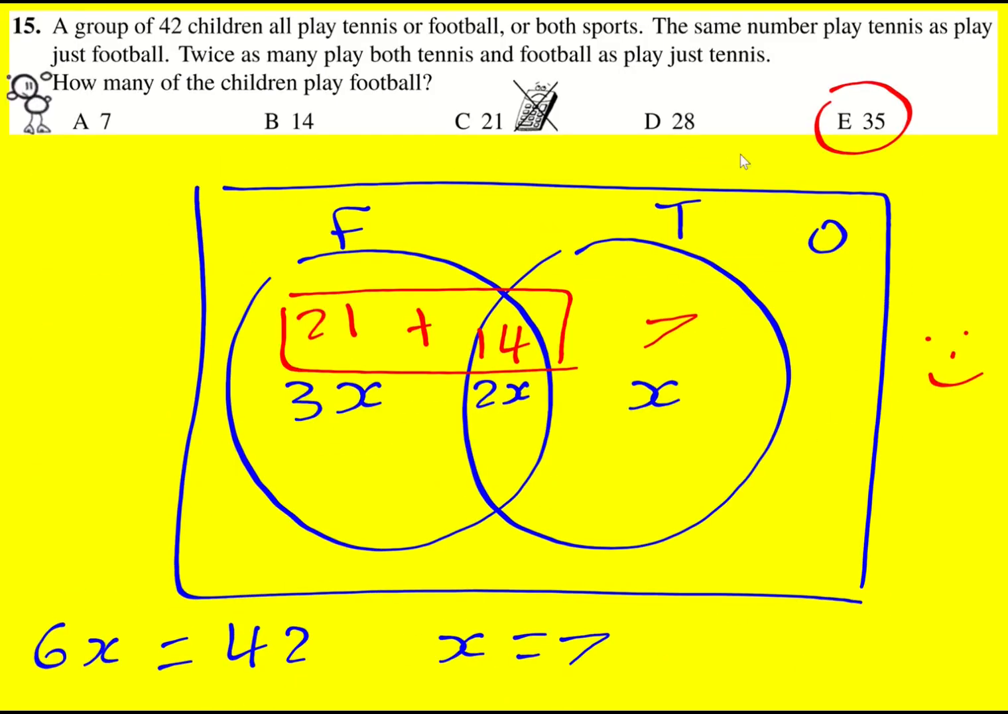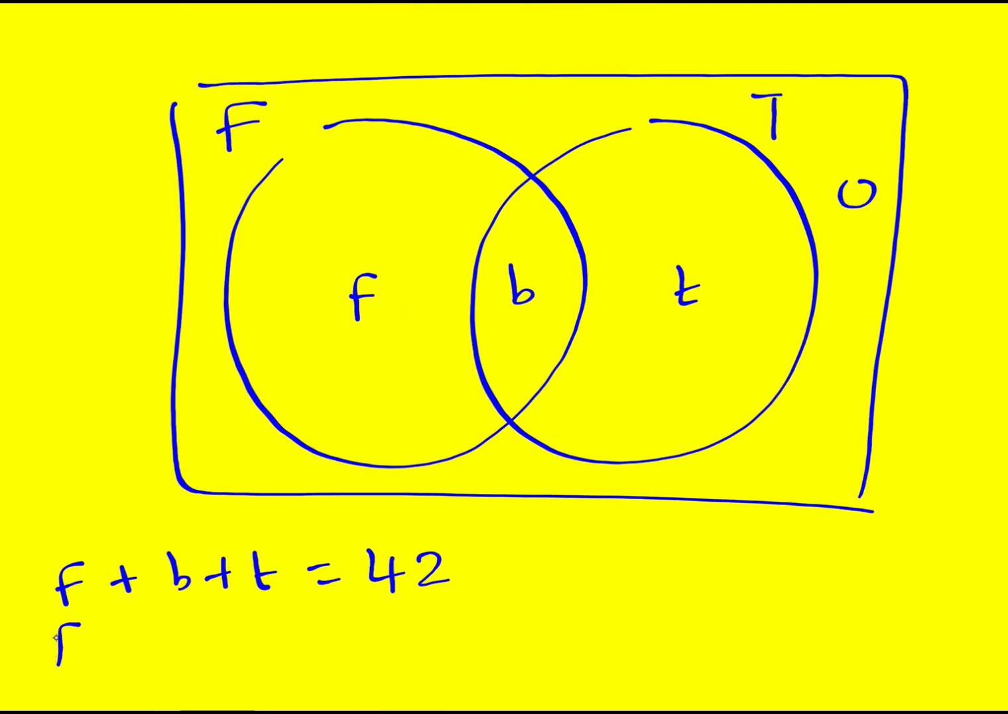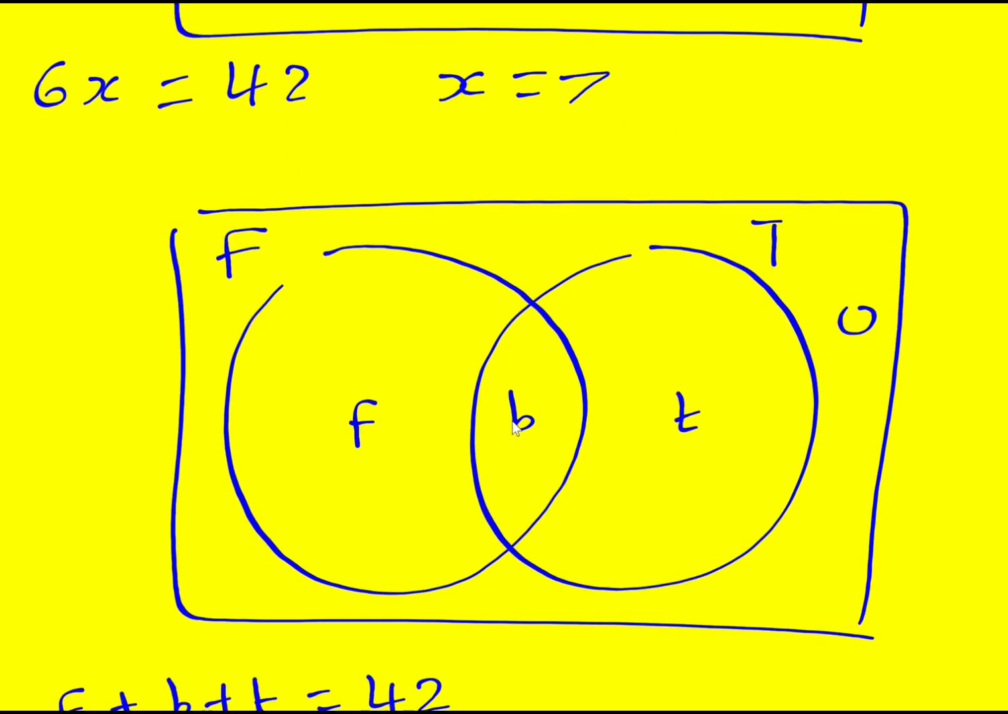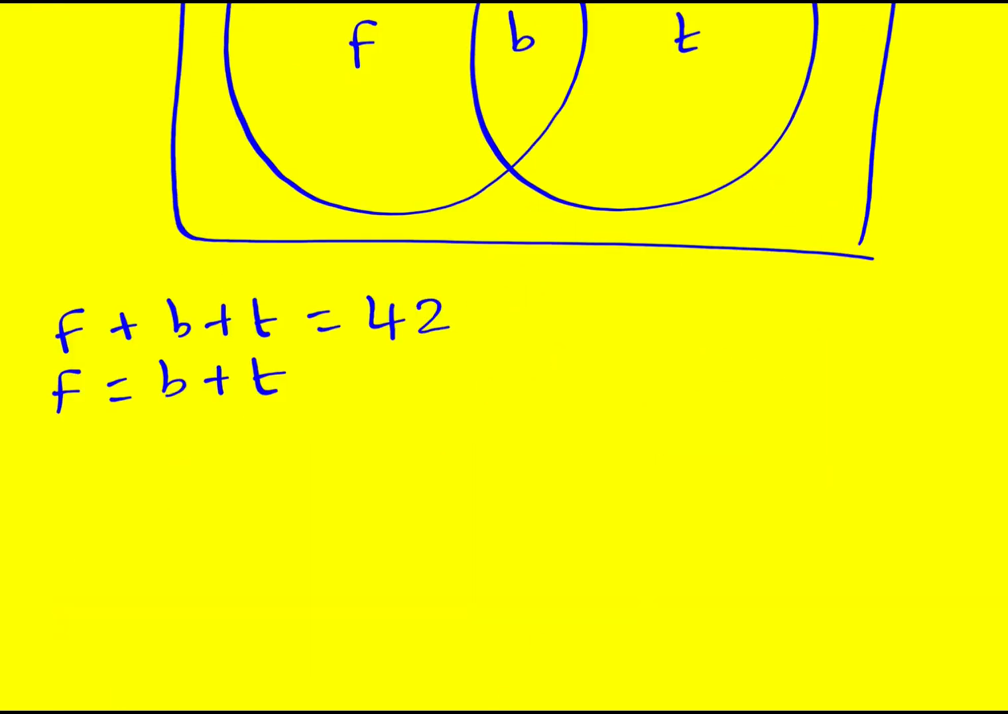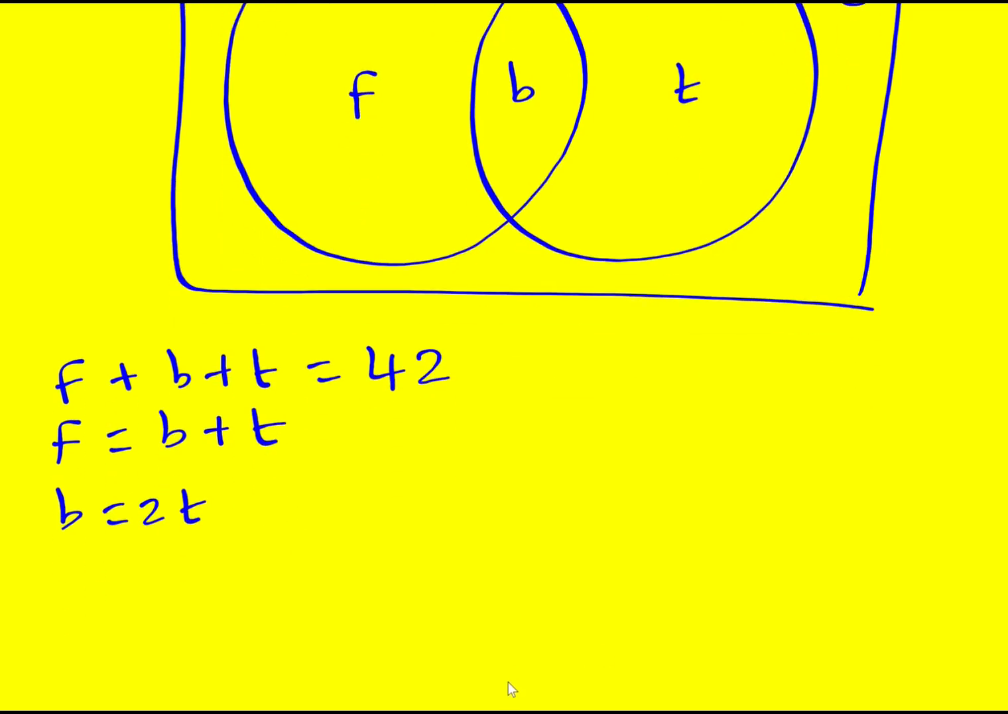And then we're told the same number play tennis as play just football. So that means F is equal to B plus T. And then finally, we had twice as many playing football and tennis as just tennis. So that means that B is equal to 2T. So I've created some equations which I can now solve.